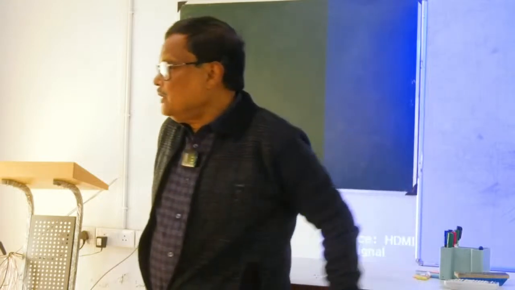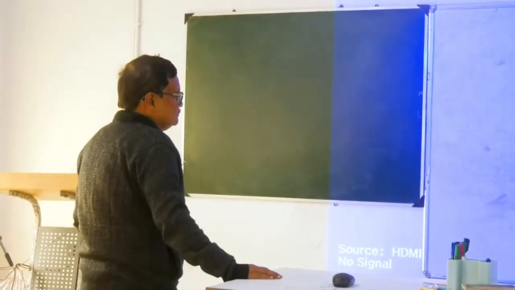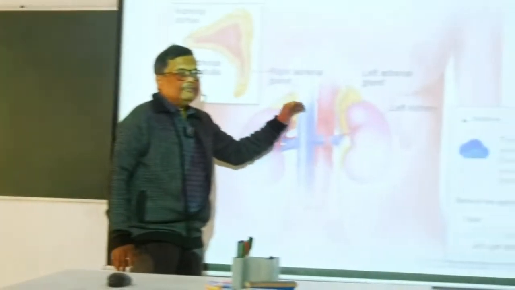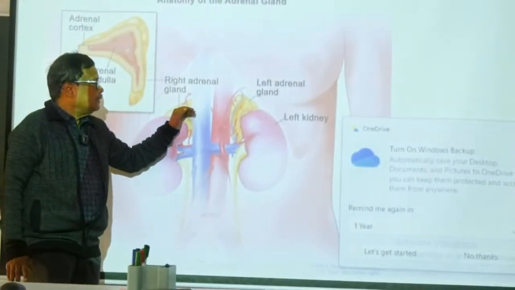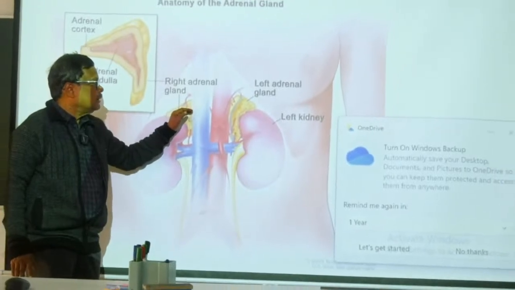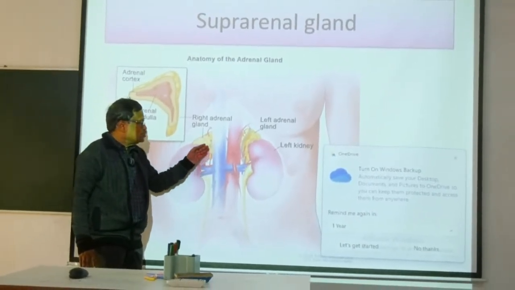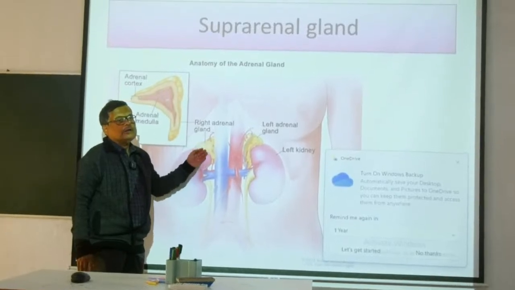Why is it called suprarenal? Because it is situated close to the kidney, or better to say, above the kidney. Supra means above, renal means kidney, above the kidney, so it is called suprarenal gland. Or ad means adjoining. It is situated adjoining to the kidney, we call it adrenal gland.